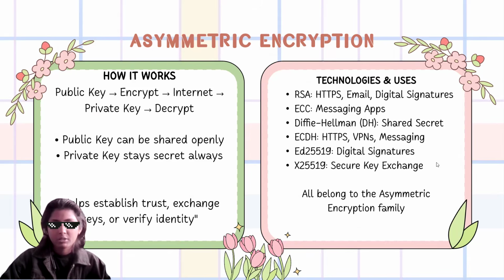Now, some of the most widely used asymmetric encryption technologies are RSA, ECC, Diffie-Hellman, a combination of ECC and Diffie-Hellman called ECDH, and then Ed25519 and X25519. You don't necessarily need to memorize all these names. Just remember that they all belong to the asymmetric encryption family and are designed to securely exchange keys, verify identity, and establish trust.